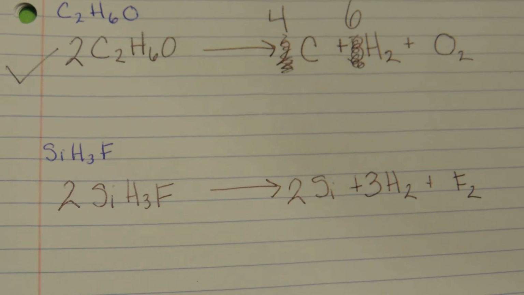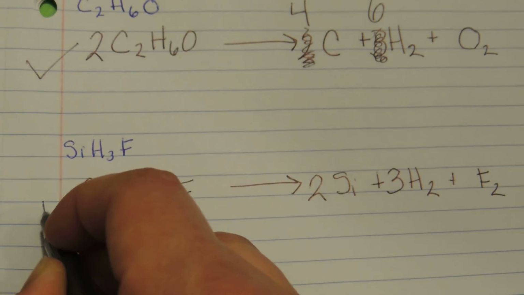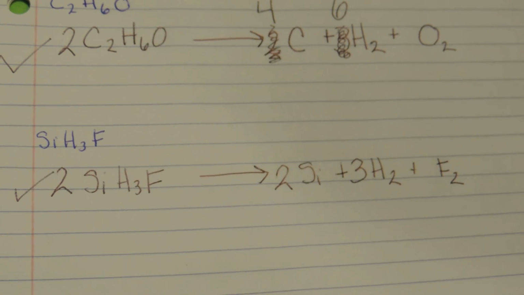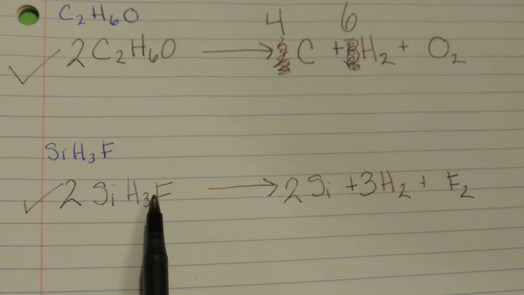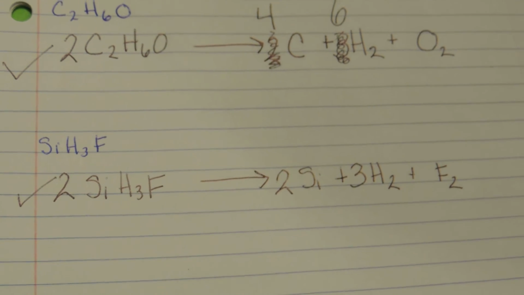All right, now I'm going to check my F's. There's 2 F's here and 2 F's here. So this is my balanced decomposition reaction. 2 SiH3F breaks down into 2 Si plus 3H2 plus F2.